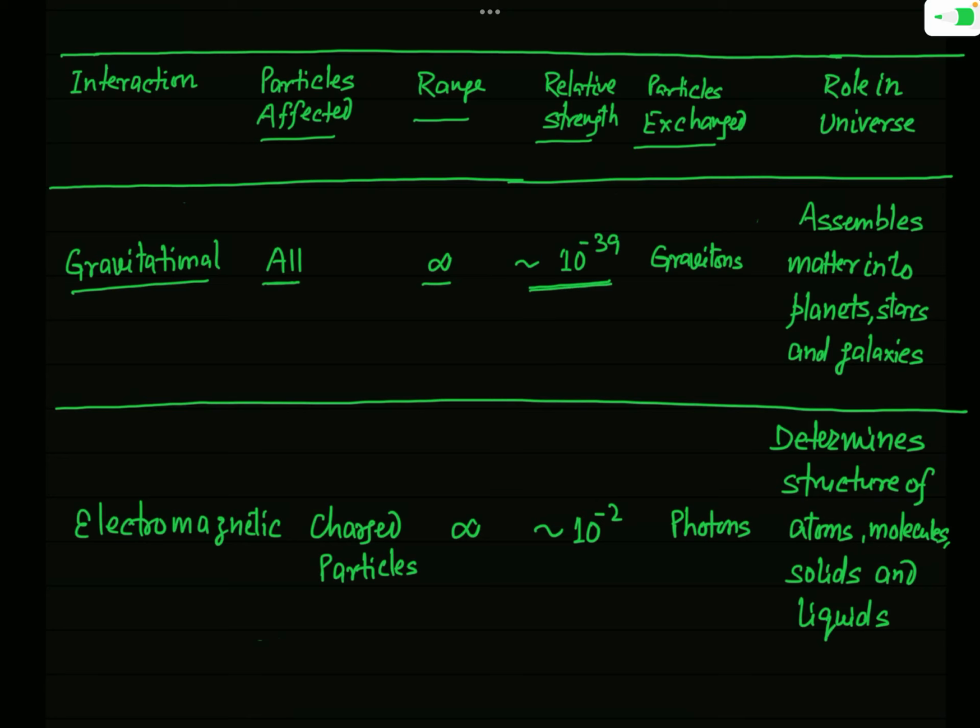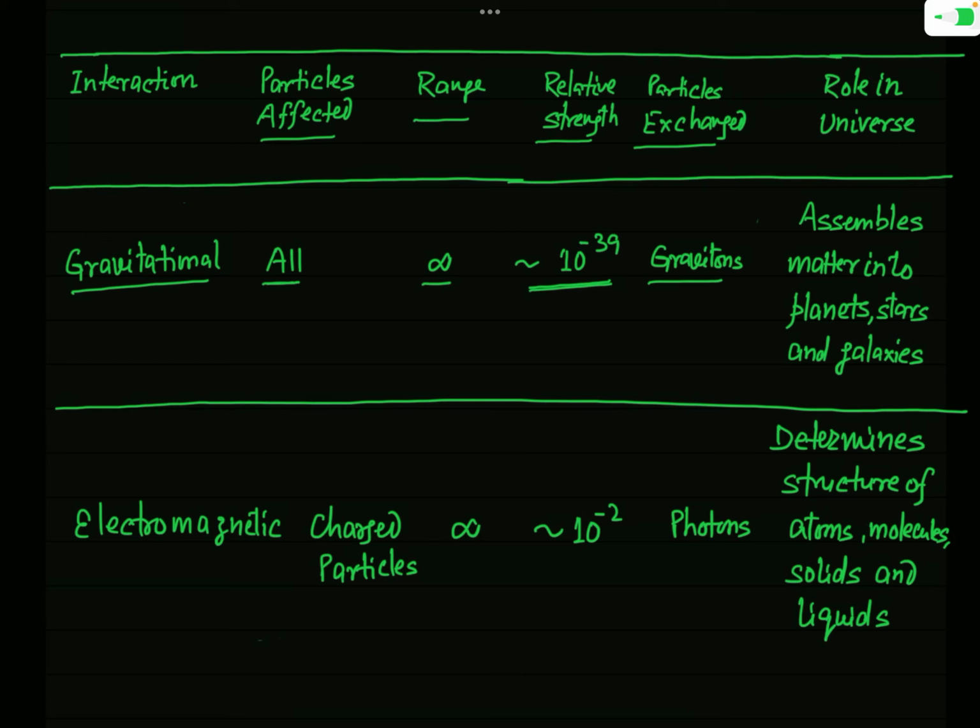Now, this gravitational force is mediated by a boson, a particle which is called the graviton. In the previous lecture, I told you that this graviton is a massless boson having spin 2, but since this gravitational interaction is very weak, this graviton has not been detected in experiment till date.